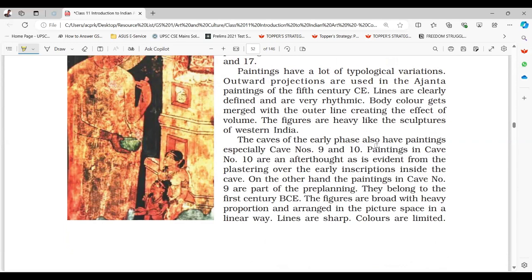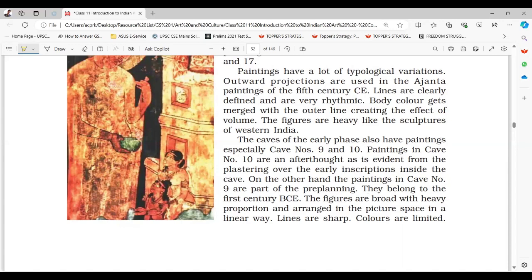The caves of the early phase also have paintings, especially cave number 9 and 10. Paintings in cave number 10 are an afterthought, as is evident from the plastering over the early inscriptions inside the cave. On the other hand, paintings in cave number 9 are part of the pre-planning. They belong to the 1st century BCE.